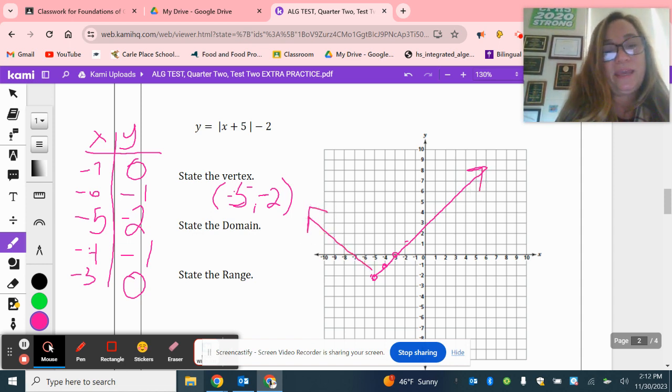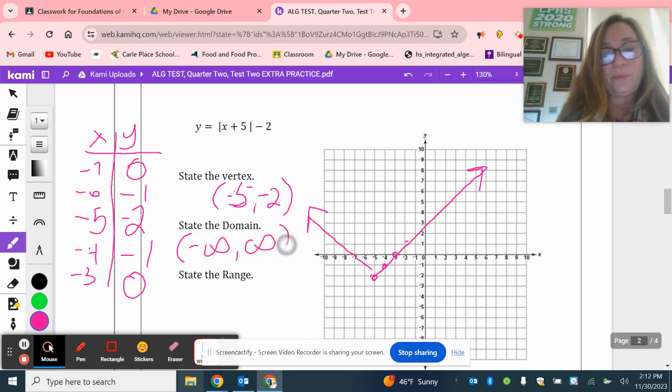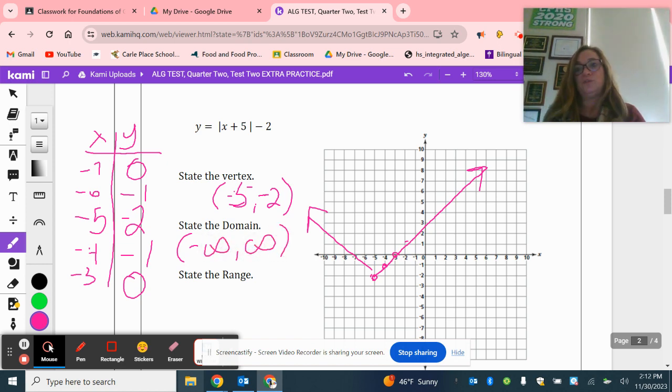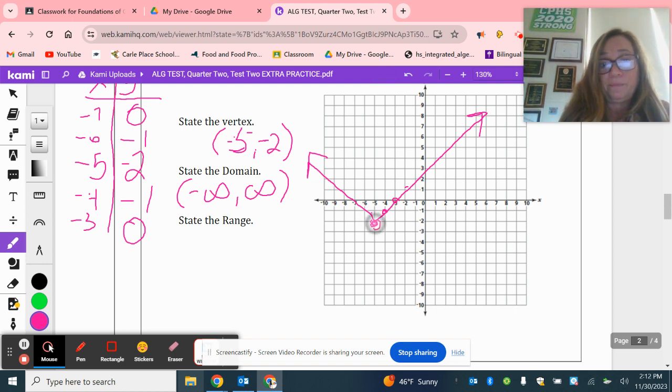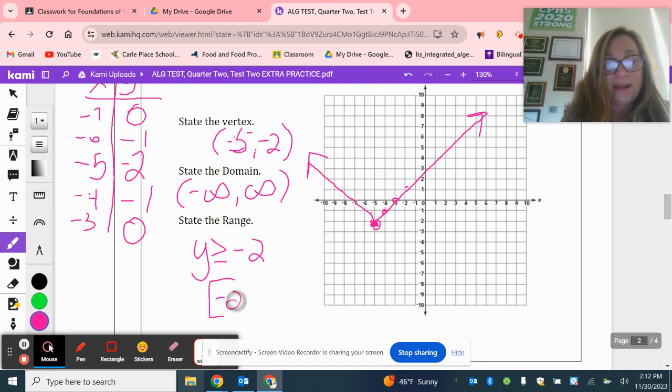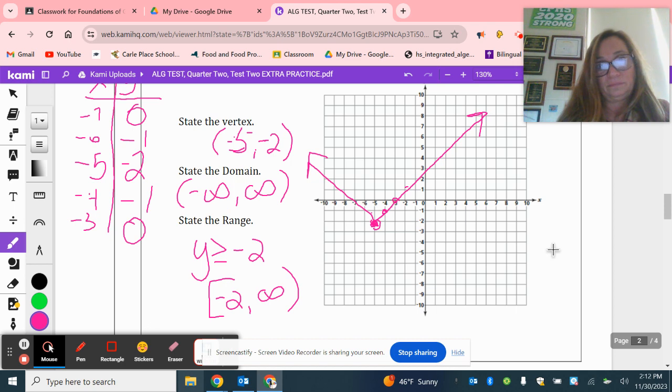All right, so the domain would be both infinities because it has double arrows, so it goes on forever in both directions. Double arrows, double infinity, however you want to think of it. Okay, the range. So this turning point down here is a minimum, okay? So that means the lowest y is going to be is -2. And you can write it like that, or you can write it like that. Okay?